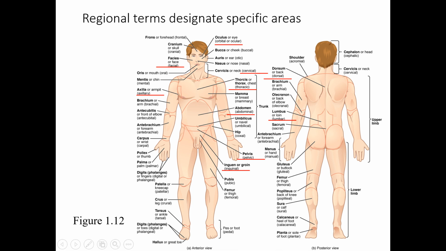On the back surface of the body, you need to know dorsal region, right here, large region. Then lumbar region, right here. And that's it. If you memorize more regions, it will help you later when you read your nursing book, if you are in nursing, radiology, or some other healthcare programs.